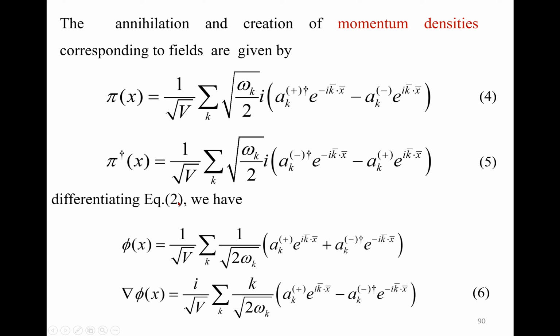Now let us differentiate equation 2. So this is equation 2. When you differentiate equation 2 with respect to x, we will get del phi exactly like this. That will give me ik, and here also you have minus ik. I have pulled ik out, so that will give me equation 6. So your del phi of x is given by i divided by root V, summation over k, divided by root of 2 omega k, a_k plus e power ik dot x, minus a_k dagger e power minus ik dot x.